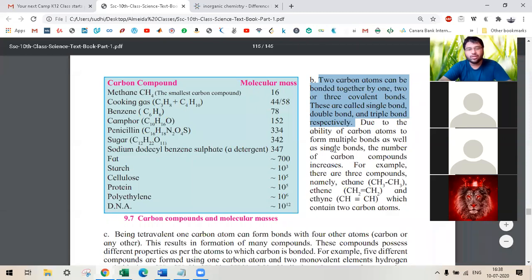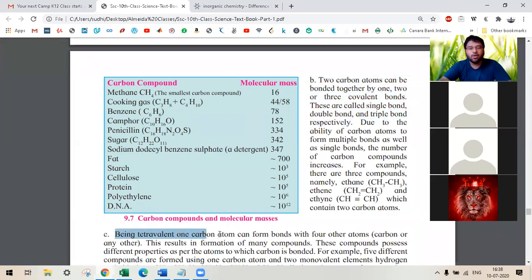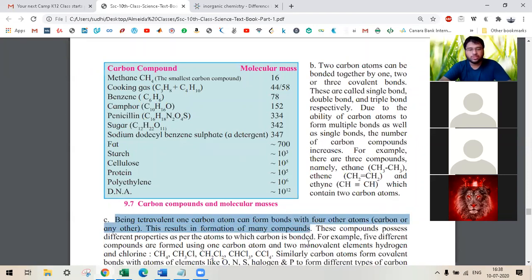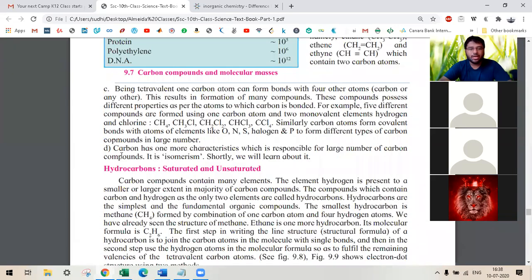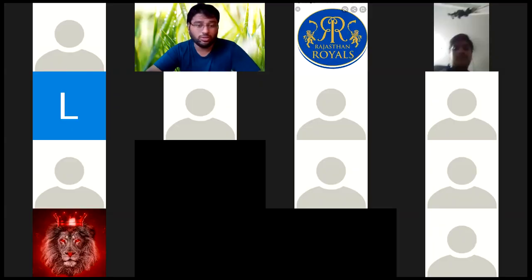Guys, did you understand what are the questions of characteristic of carbon? If the question asks for 3 characteristics, you can say being tetravalent, 1 carbon can form bonds with 4 other atoms, carbon or any other. This results in formation of many compounds. There are many characteristics of carbon. See, there is one more also. Carbon has 1 or more characteristics which is responsible for large number of compounds. It is isomerism. So there are 4 characteristics of carbon if you go in more detail.